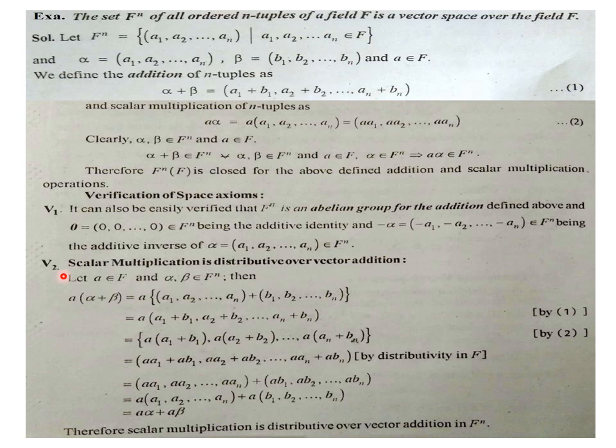Then V2, scalar multiplication distributive over vector addition. A belongs to F and alpha, beta belong to F^n. Then A into (alpha plus beta) is A into the sum, and then A is multiplied with the separate elements. Then A is separated using the property of field F, and finally in reverse order it is the sum of two n-tuples, with A taken as common, and then it is A alpha plus A beta. So A into (alpha plus beta) is A alpha plus A beta, meaning V2 is also satisfied.